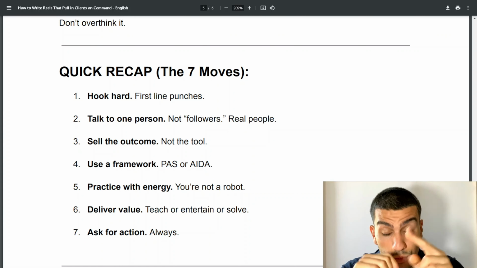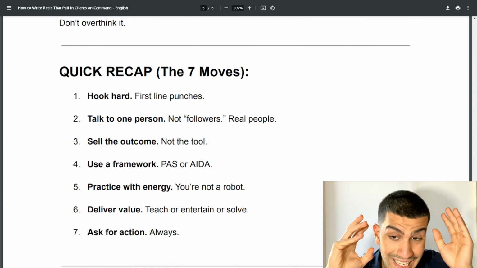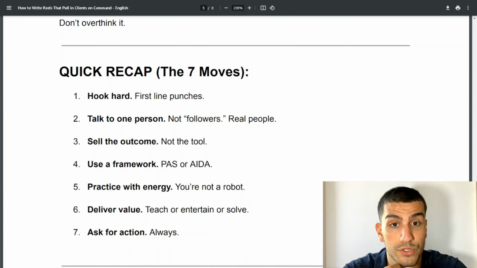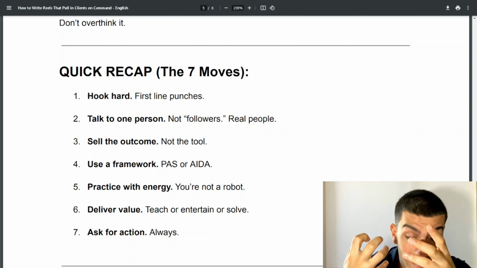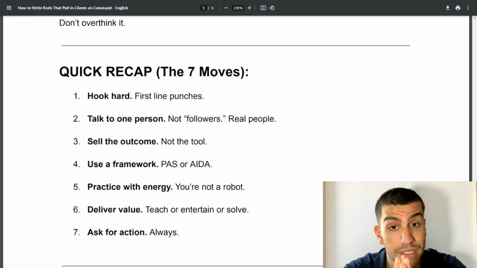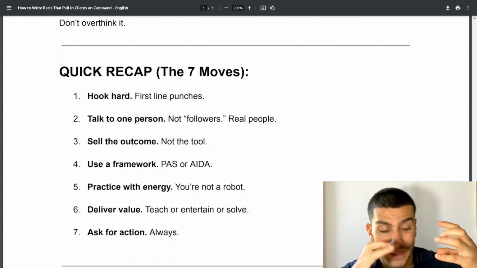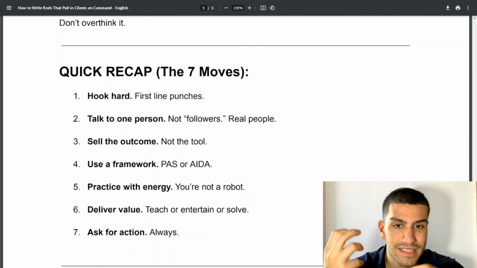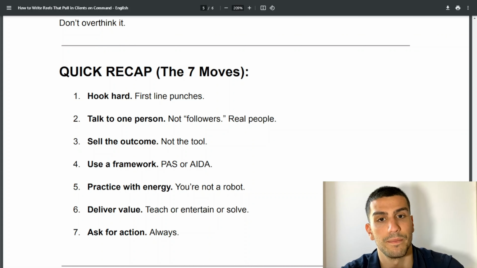Step number 2, the second yet the most important thing here, is to talk to one person, not to followers, real people. Use the "you" language. Talk the way they talk, speak the way they speak. You gotta make them feel that this is specifically made for them.